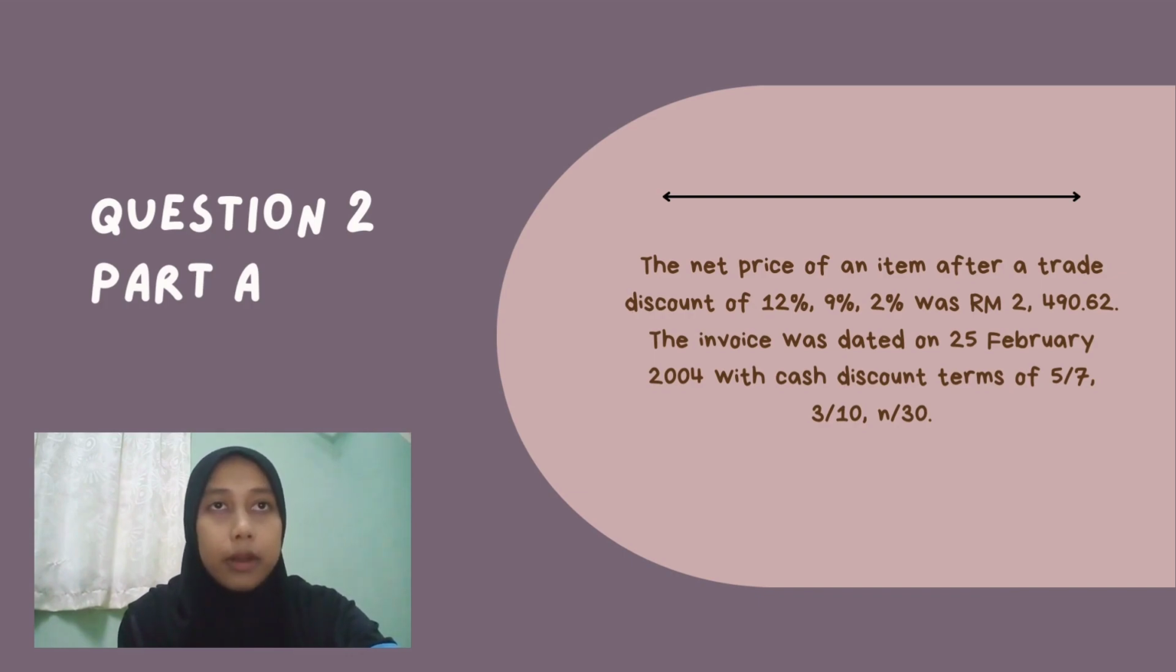The question for part A is: the net price of an item after trade discounts of 12%, 9% and 2% was RM 2,490 ringgit and 62 cent. The invoice was dated on 25 February with cash discounts of 5/7, 3/10 and n/30.